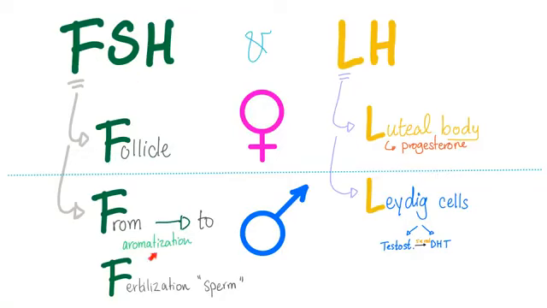FSH function in females is to stimulate the follicle. In males, to actually form estrogen from testosterone. We call this aromatization. Also, it helps with sperm formation called spermatogenesis. LH, in females, to make the luteal body. In males, for Leydig cell stimulation to make testosterone.